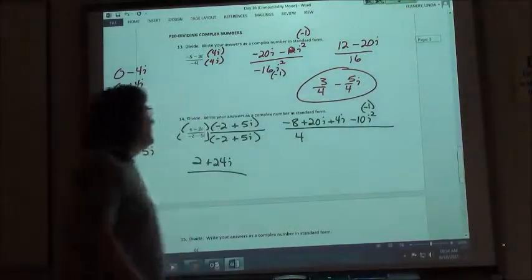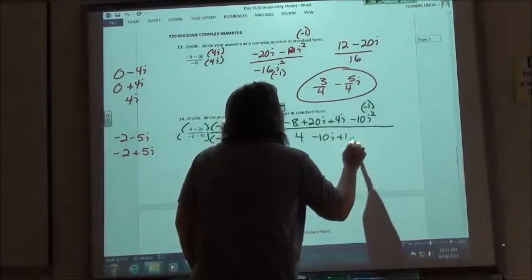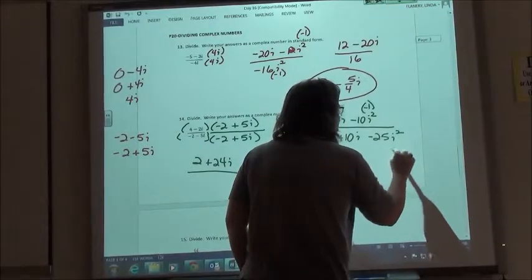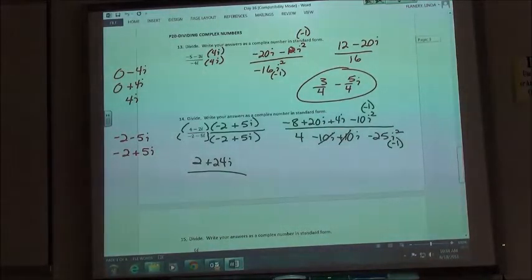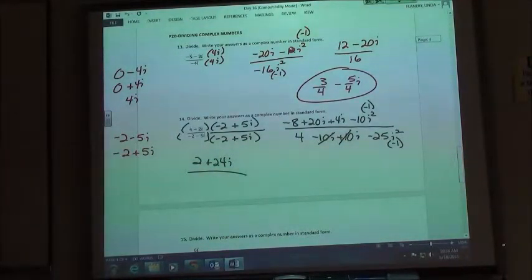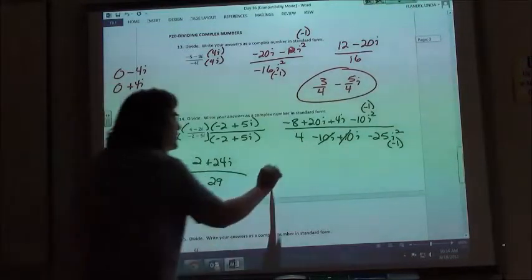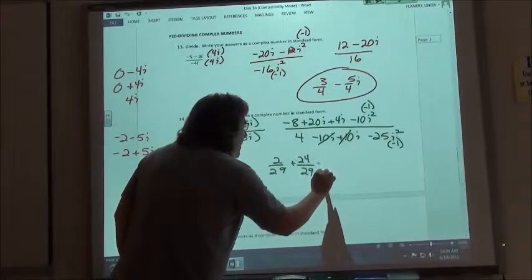4, minus 10i, plus 10i, minus 25i squared. Again, we put the negative 1 in. My middle term should cancel out. That's why I use the conjugate. So on the bottom of that fraction, I'm going to have 29, right? 4 plus 25 is 29. Again, they're going to have you separate that, so you're going to have 2/29 plus 24/29 i.